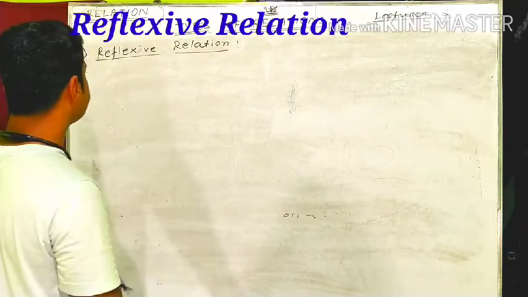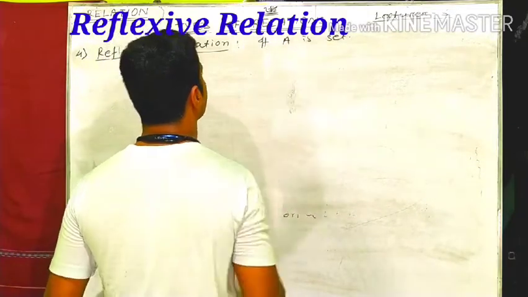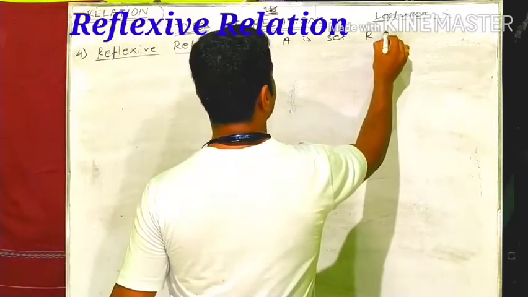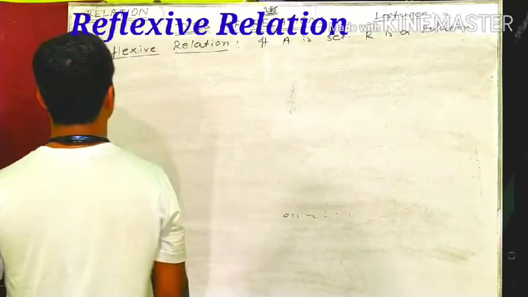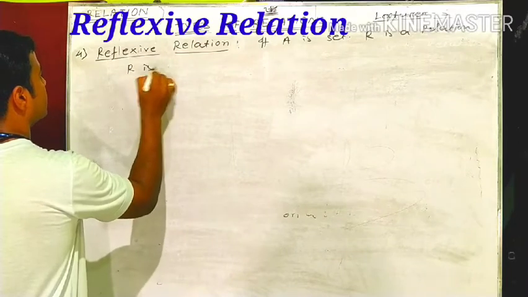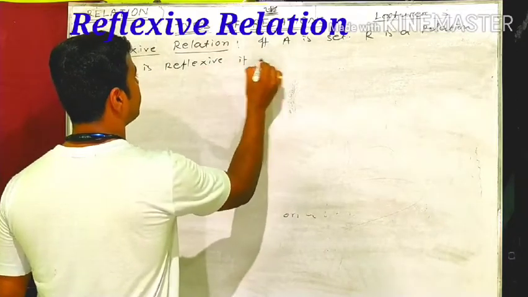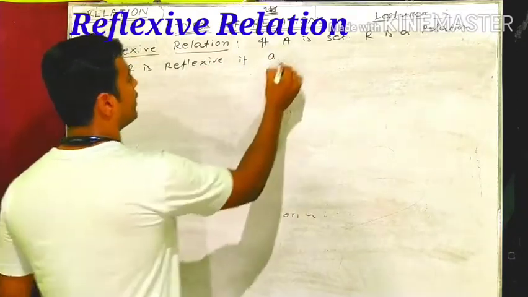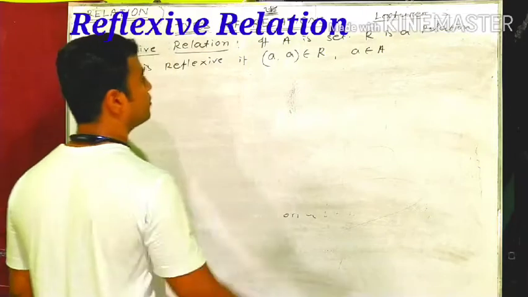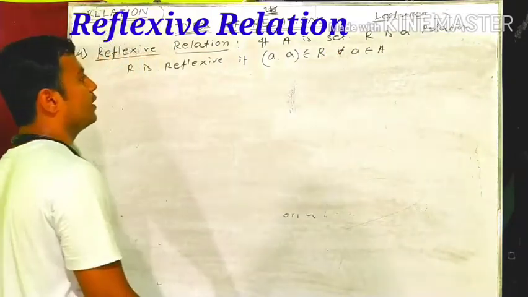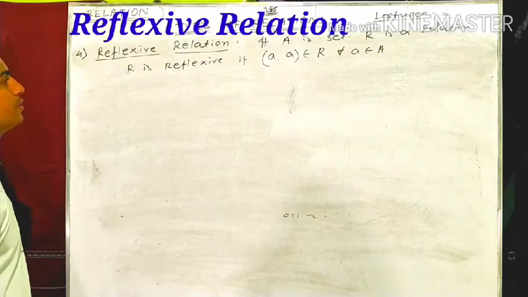Reflexive relation means, if A is a set and R is a relation, R is said to be a reflexive relation if (a, a) belongs to R for all a belongs to A. This is called a reflexive relation.